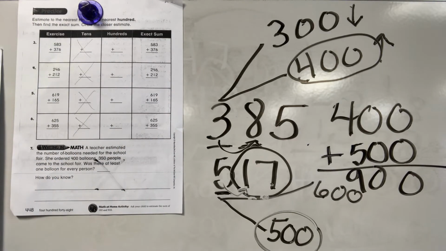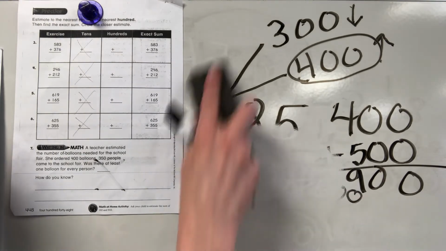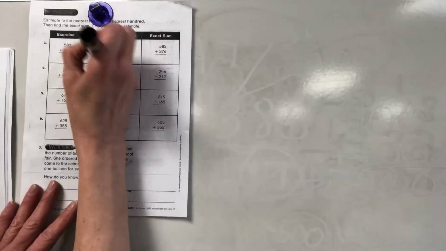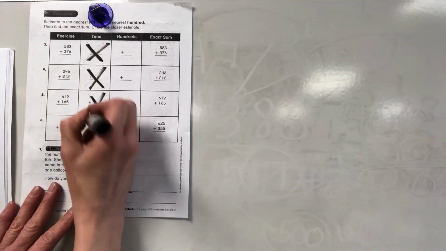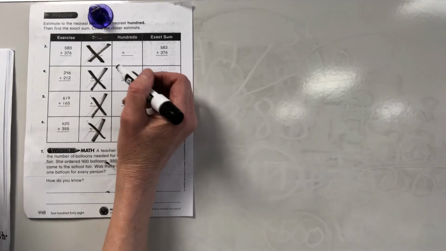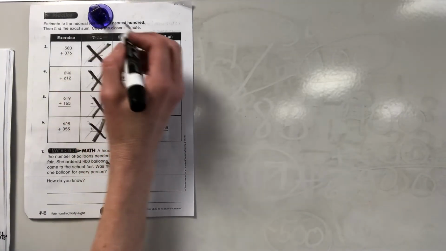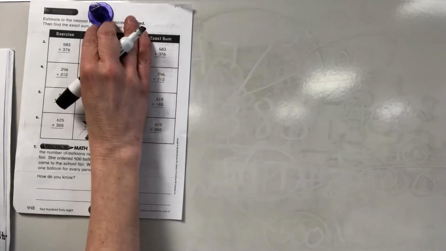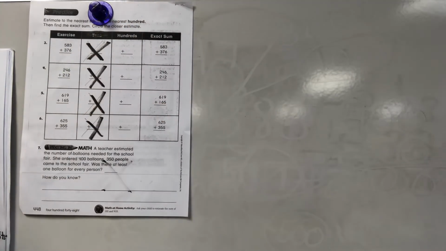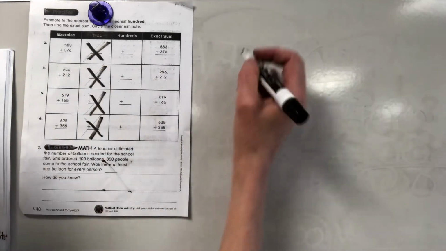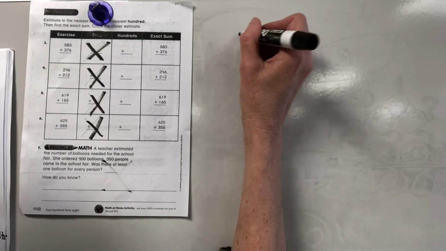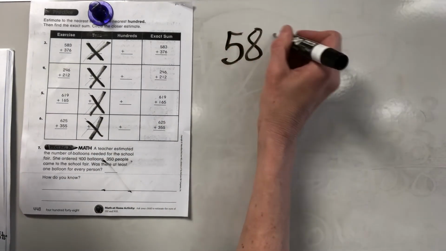Okay, look what I crossed out. I crossed out rounding to the nearest tens. Cross that out. We're not rounding to the nearest tens. We're going to do exactly like we did on the other page. We're going to round to the nearest 100. We're going to estimate, rounding, and then we get our estimation. Okay, so let's round. Let's do the first one, and then I'm going to let you go by yourself.